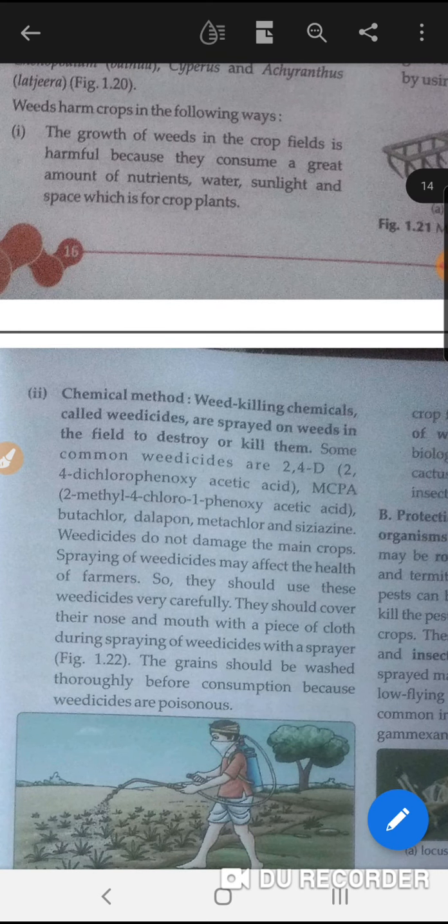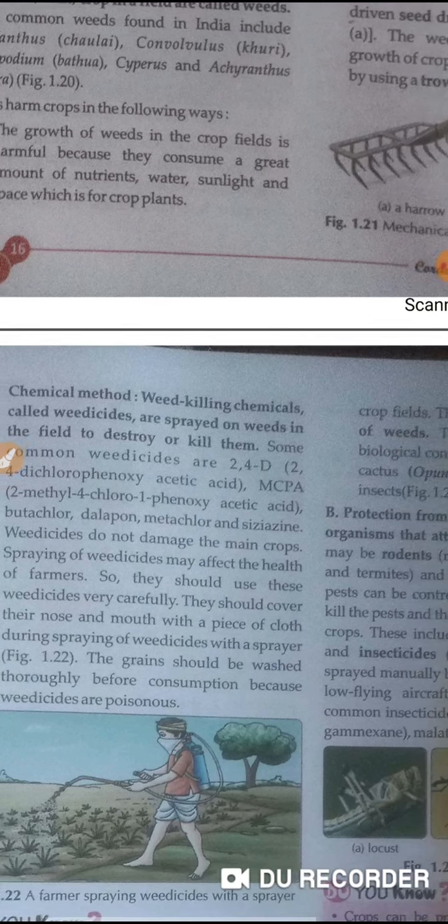What is the second method? We can use the chemical method for removing weeds, that is the spray of chemicals on the crops. Weed killing chemicals called weedicides are sprayed on weeds in the field to destroy or kill them.